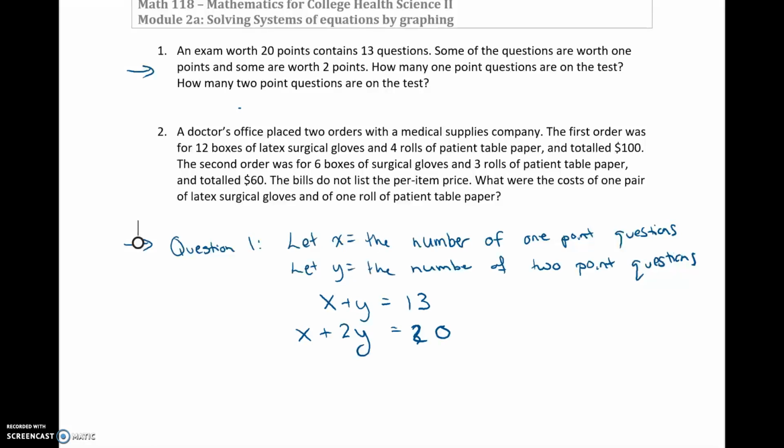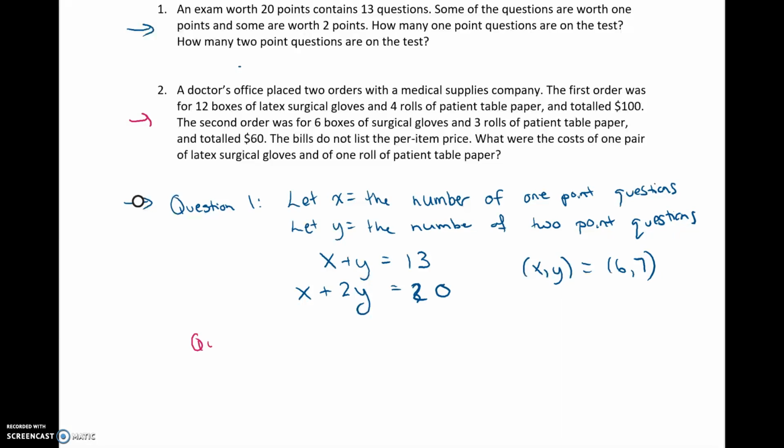If we solve this system of equations, we find out that x and y are equal to 6 and 7, respectively. I'll leave that as an exercise for you. You can graph the line x plus y is equal to 13, as well as the line x plus 2y is equal to 20, and see that the lines intersect at the point (6, 7).